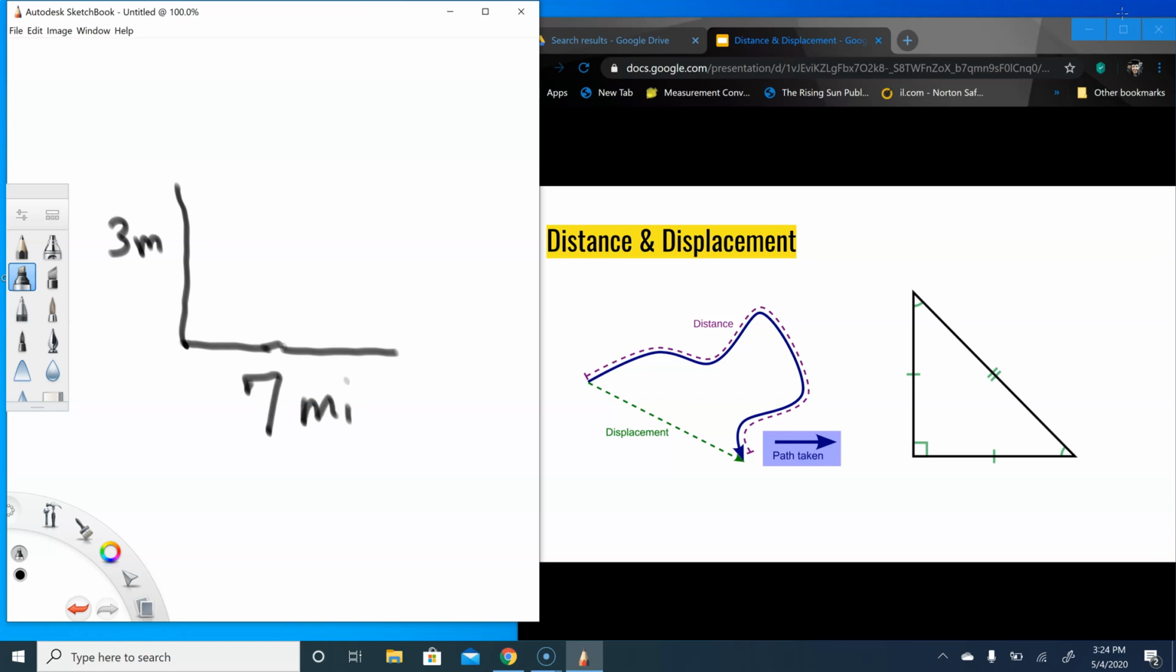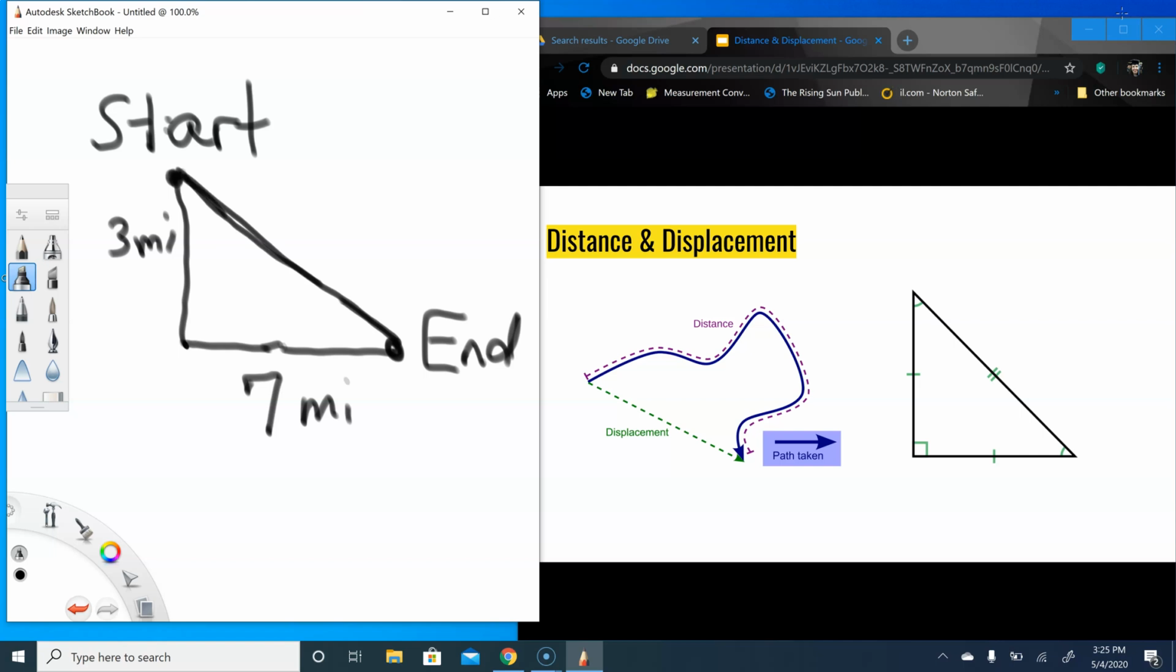Let me put an I there so I know it's miles and not meters. So if you start here and you end here, your displacement is actually going to be this right here. And if you'll notice, we've drawn a right triangle, so that is the hypotenuse of a triangle.